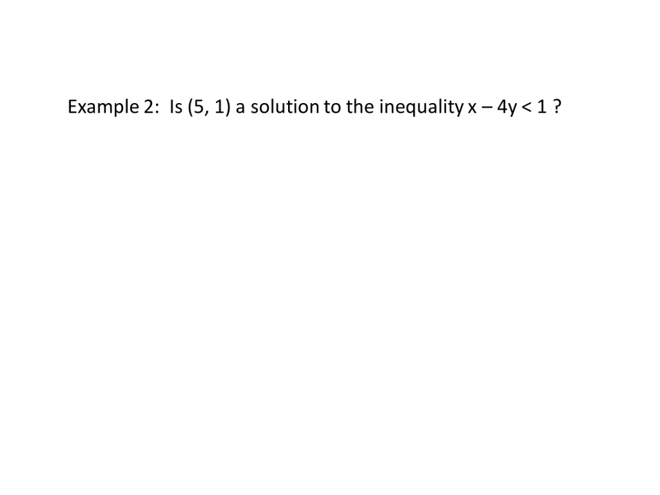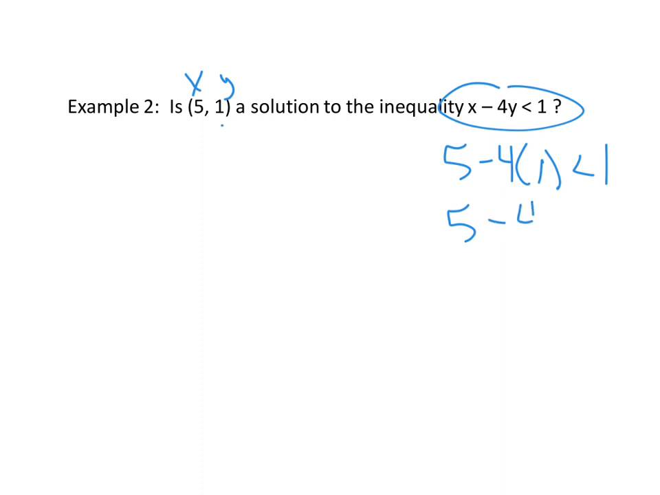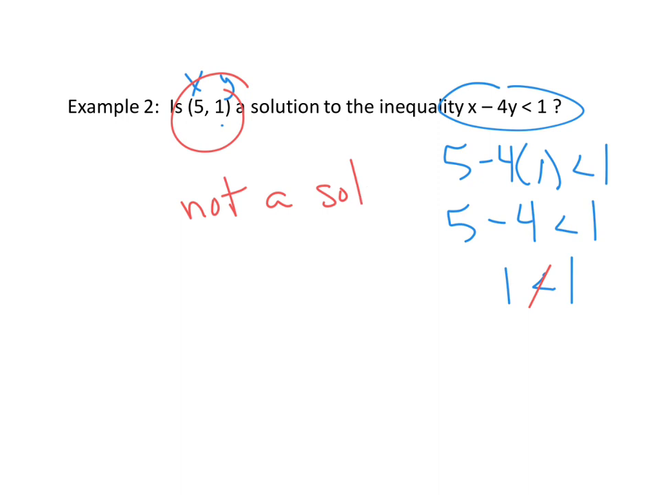So example 2 says, is (5, 1) a solution to the inequality x minus 4y is less than 1? So 5 is our x, 1 is our y. So we're going to plug it into our inequality over here. So x is 5 minus 4 times our y value, which is 1. Bring down that less than 1. So we have 5 minus 4 is less than 1. 5 minus 4 is 1. Is 1 less than 1? Well, that's not true. 1's not less than 1. So (5, 1) is not a solution.